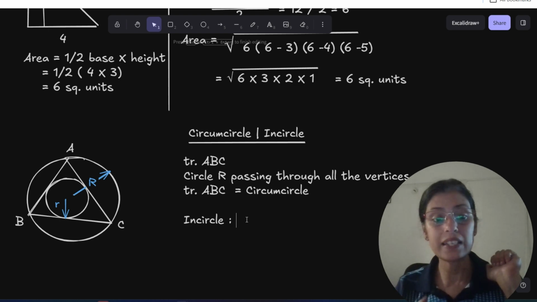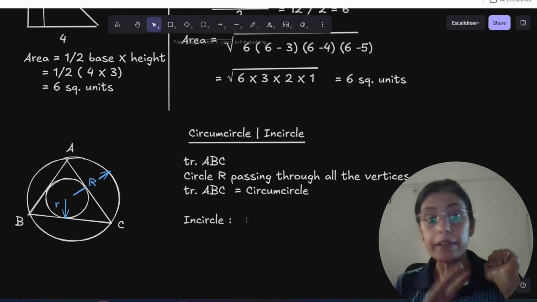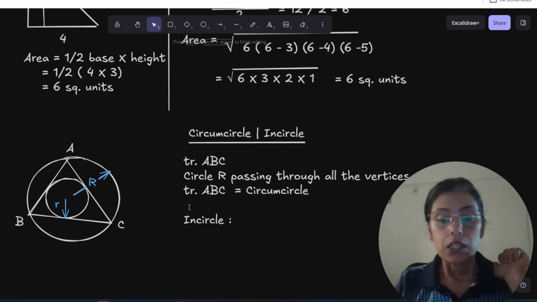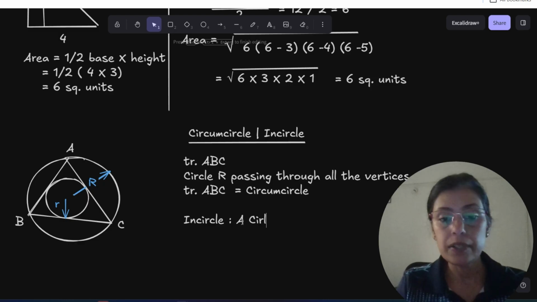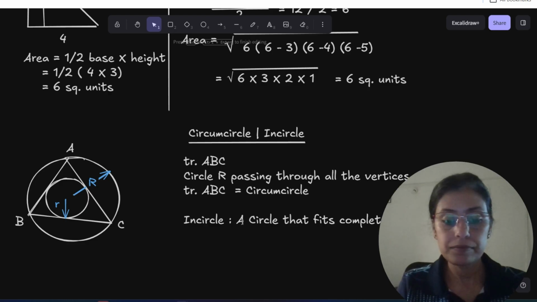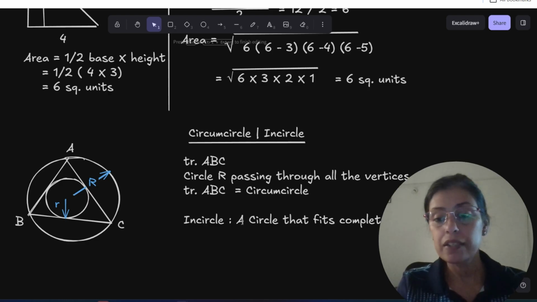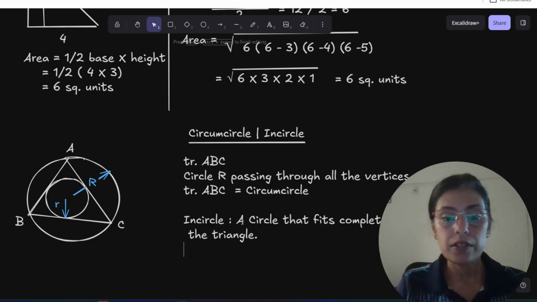So basically AC, BC or AB are tangents to the circle. Tangent is a line which touches a circle at just one point. Okay, so this incircle is a circle that fits completely inside the triangle. Here, the radius of this incircle is small r.